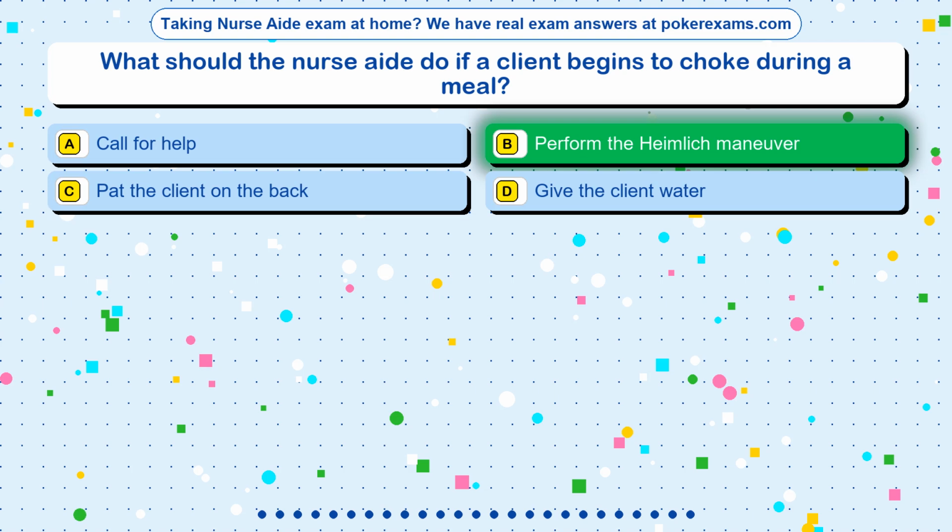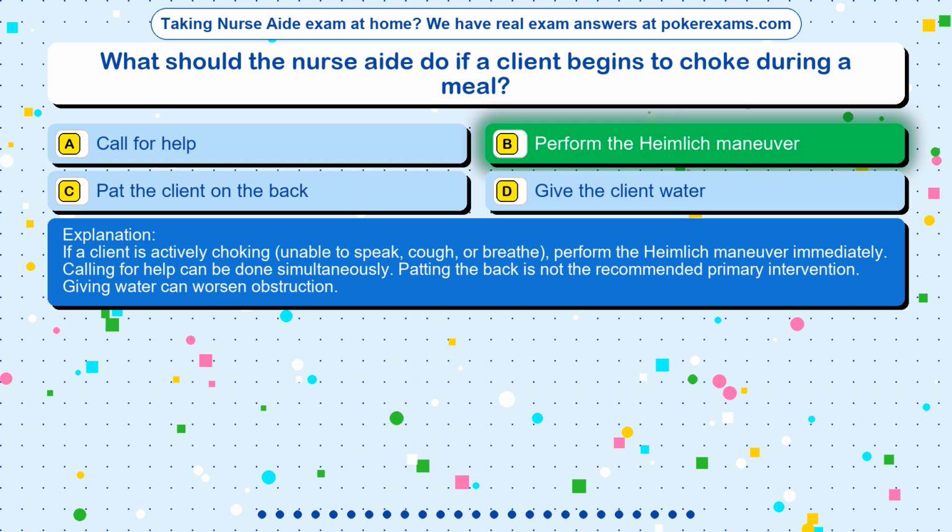The correct answer is option B. Perform the Heimlich maneuver. If a client is actively choking, unable to speak, cough, or breathe, perform the Heimlich maneuver immediately. Calling for help can be done simultaneously. Patting the back is not the recommended primary intervention. Giving water can worsen obstruction.